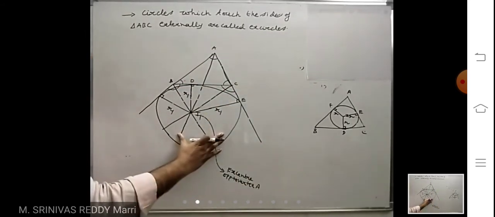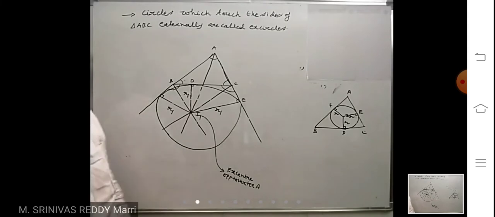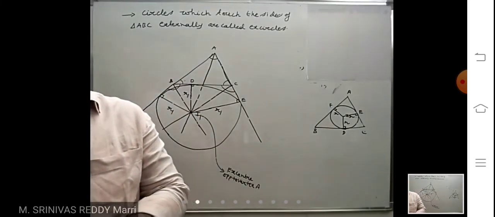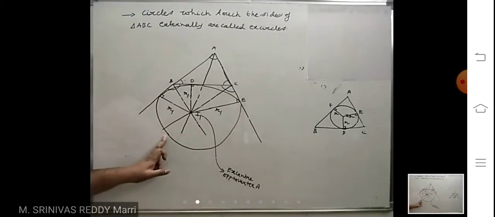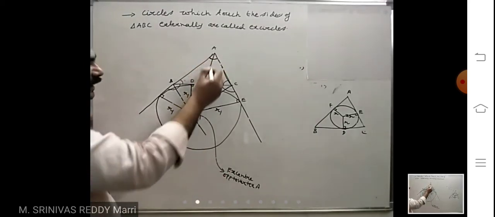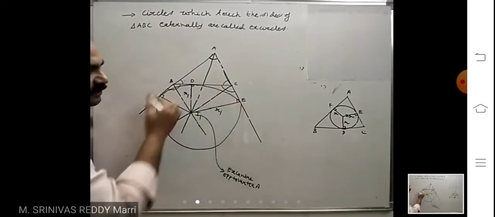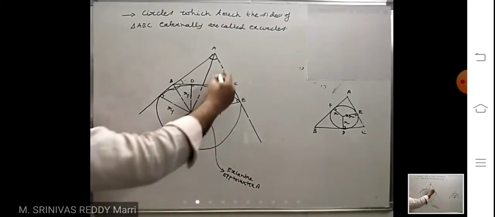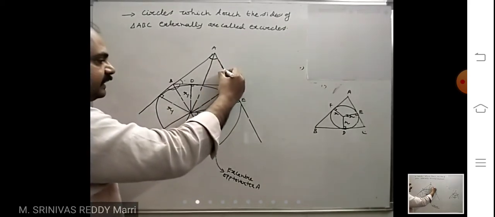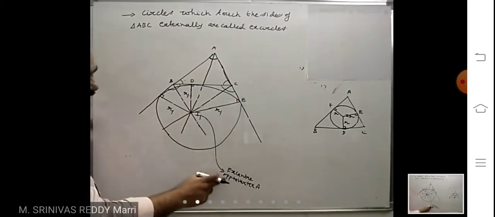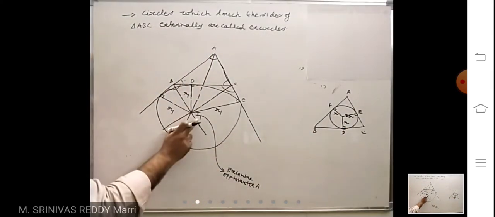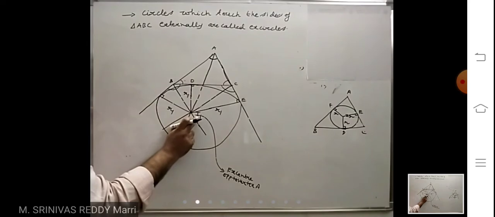That's why it is called an excircle. Ex means external. The circle will be external to the triangle. That's why it is called an excircle. Where is it? It is opposite to vertex A. That's why it is called the excircle opposite to vertex A. And its center is called the excenter, whereas the center of the inner circle is called the incenter.